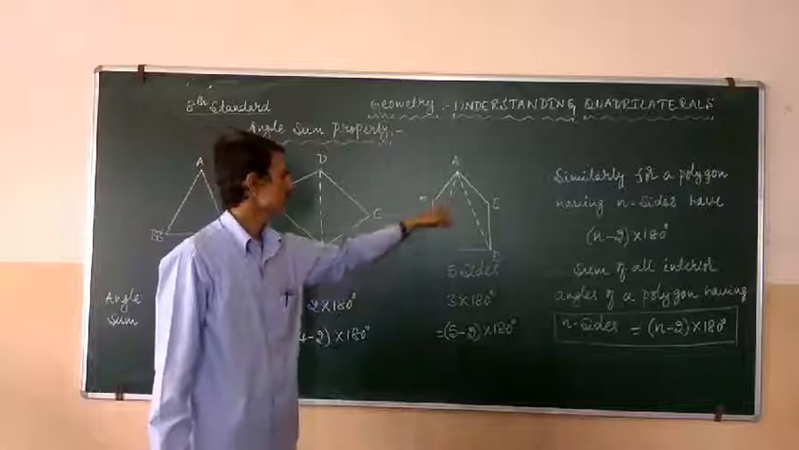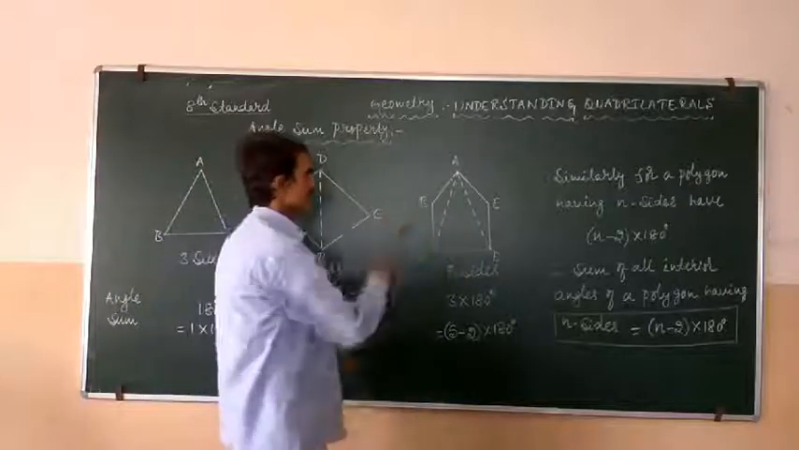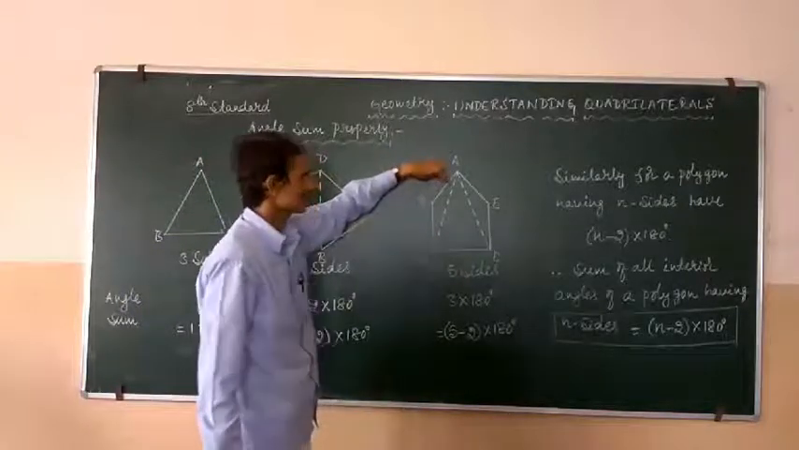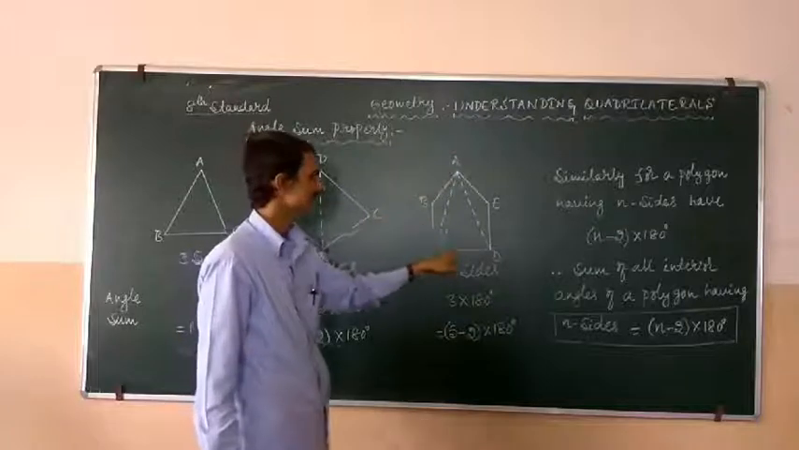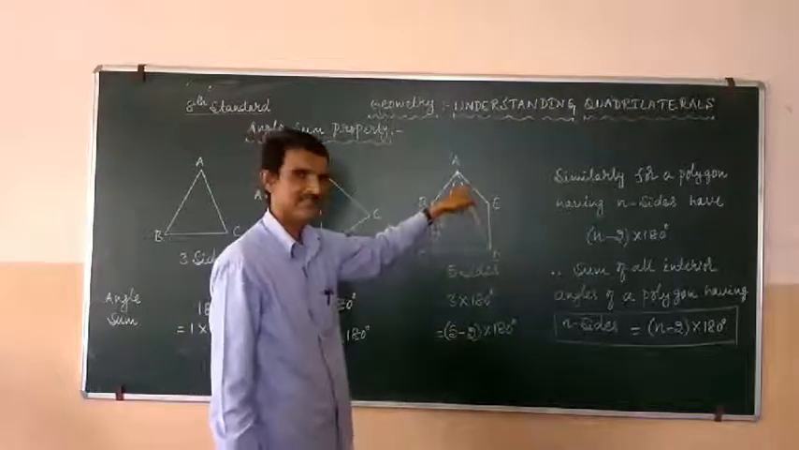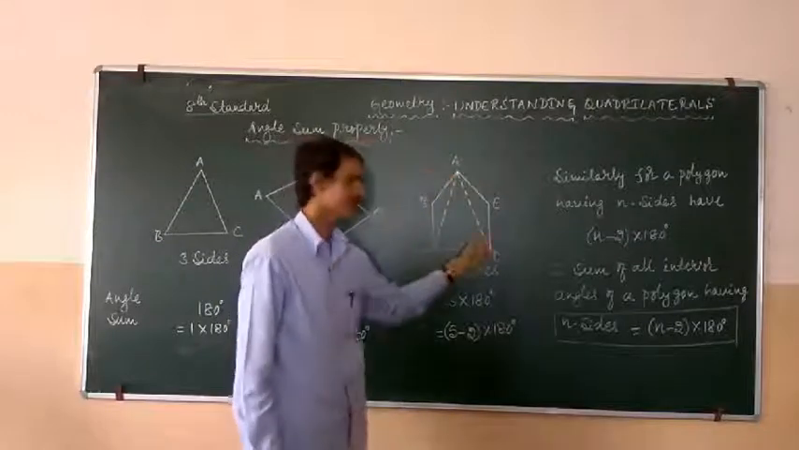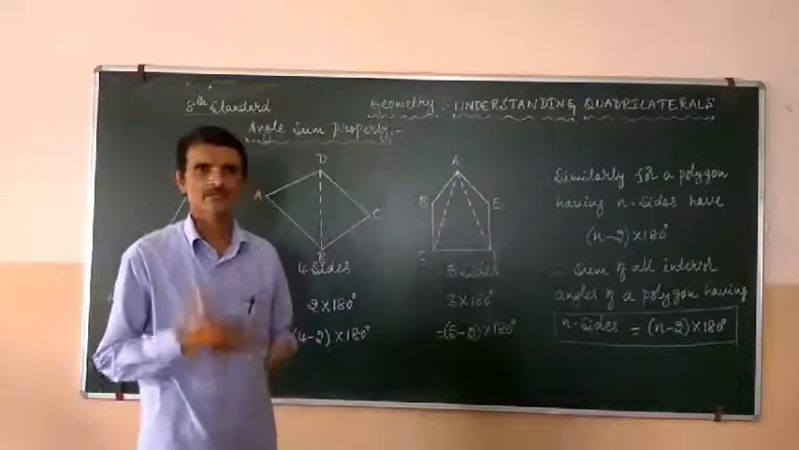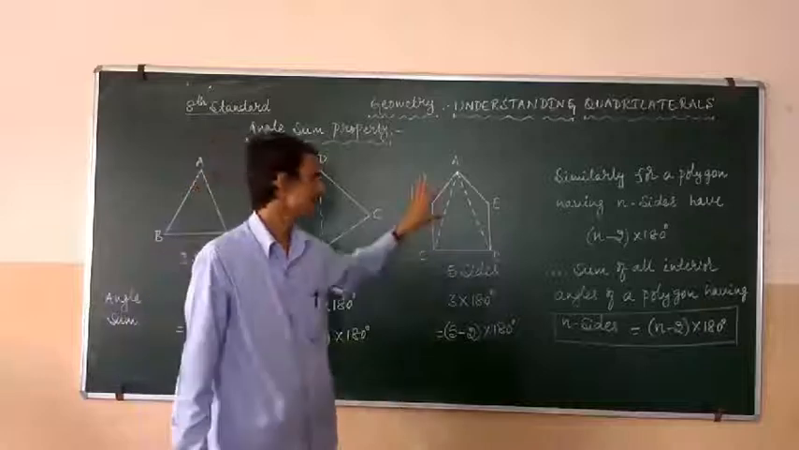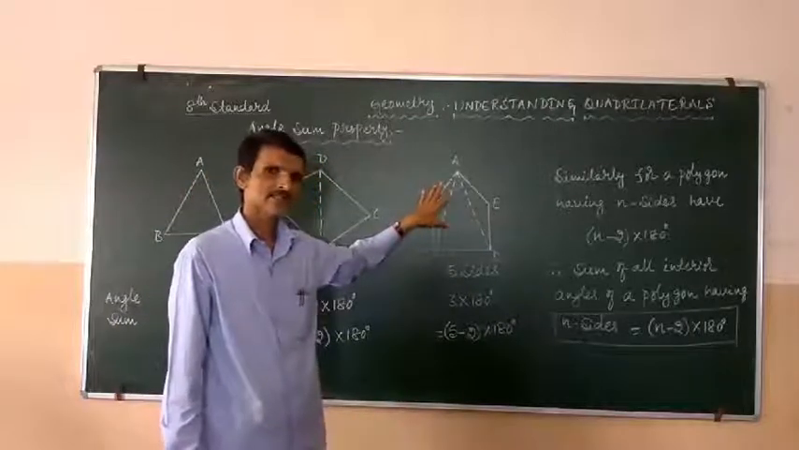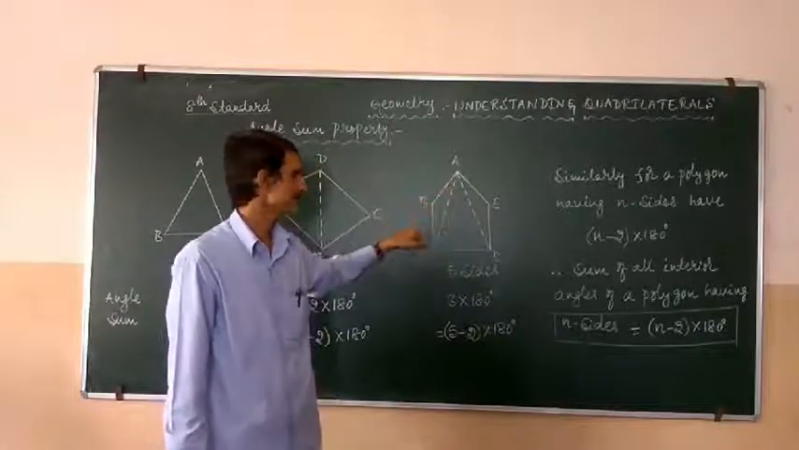Now, students, observe this figure. It has five sides: AB, BC, CD, DE, and EA. If a polygon has five sides, what do you call it? It is called a pentagon.